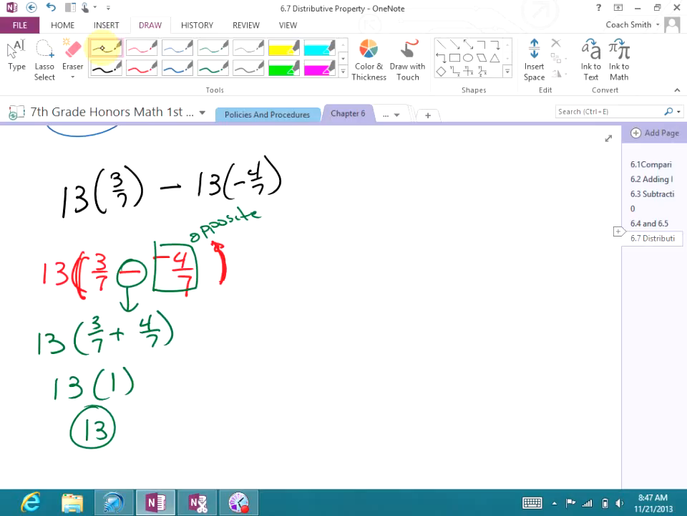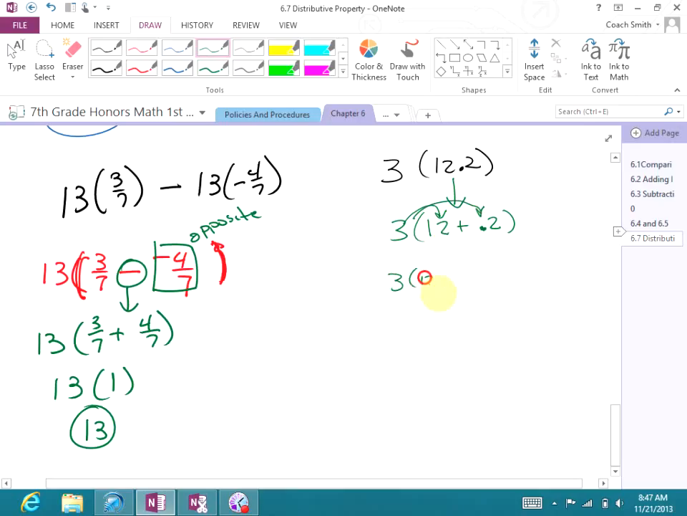All right, let's say I had 3 times 12.2. Okay, I can use the distributive property, and I can say this. I can take 12.2 and make it 12 plus 0.2. Put that in parentheses, times 3. Now I can take and distribute the 3 to both of those things.